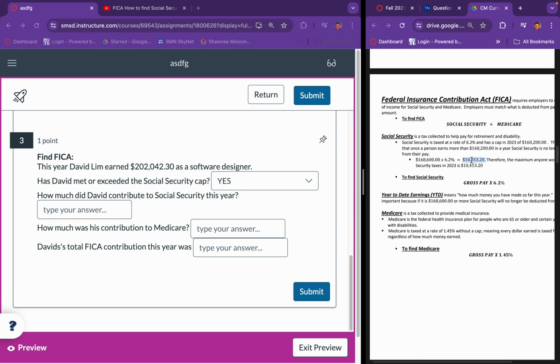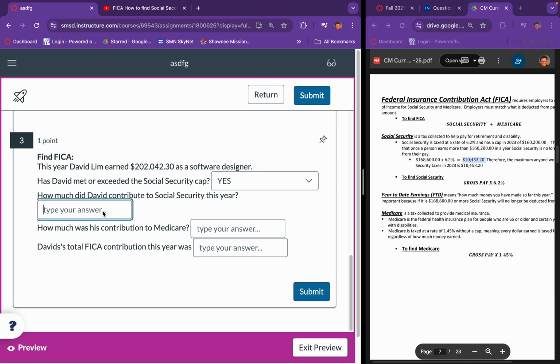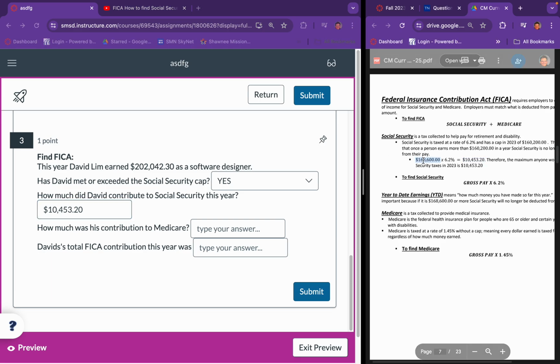Do not calculate it. If you calculate it, you're going to get the wrong answer. You're just going to type in $10,453.20. Okay? So if this is yes, then this answer is $10,453.20 every time, whether it's David or anybody else. So as long as they make at least $168,600, then the answer is going to be this each and every time.